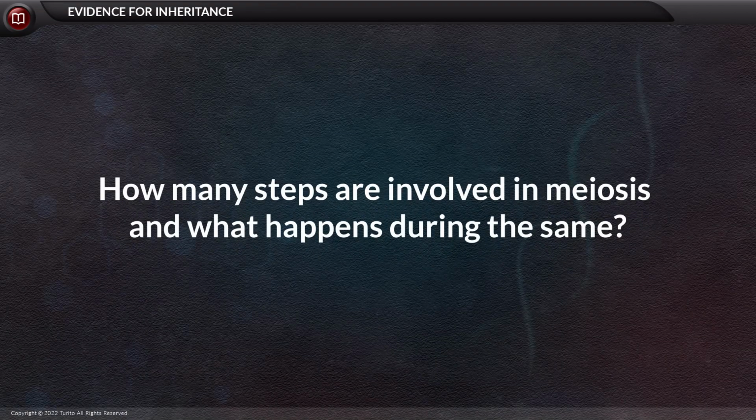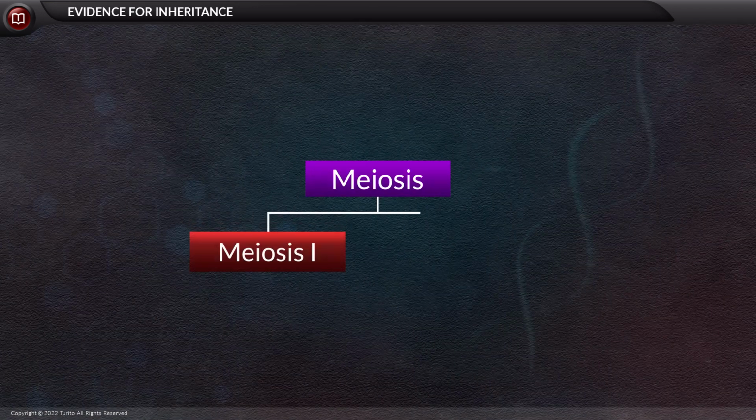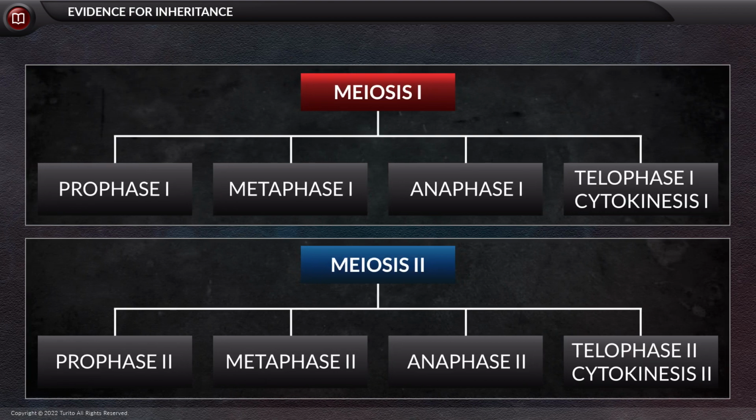How many steps are involved in meiosis, and what happens during the same? It is divided into meiosis I and meiosis II. Meiosis I and II involve common steps such as prophase, metaphase, anaphase, telophase, and cytokinesis. Let us have a look at them individually.